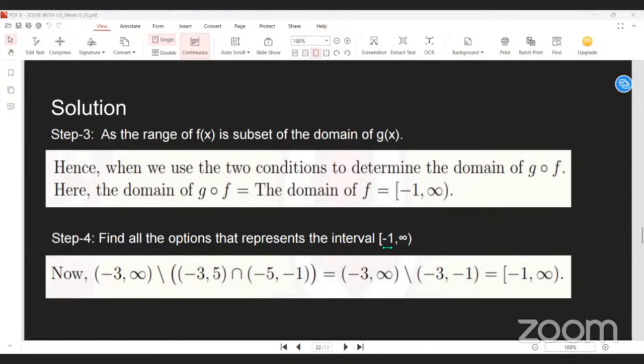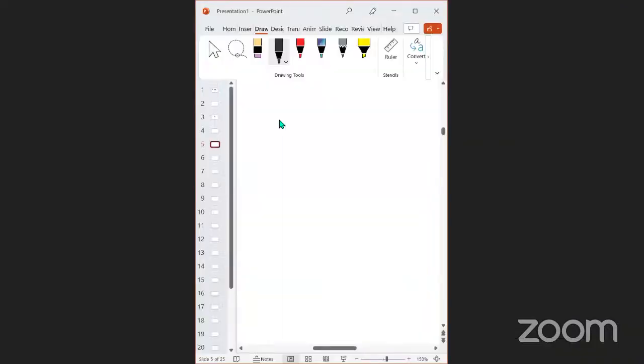So has everyone got how it comes to -1 to infinity, or should I solve it and show? Sir, can you solve it, sir? I'm not getting that. Okay, let me share my screen. So we have -3 comma infinity minus -5 comma -1. So we have this expression, right?